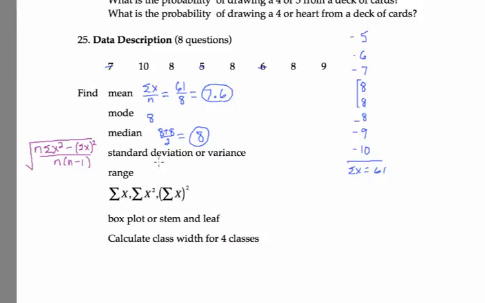Standard deviation or variance. I'll do standard deviation. The formula is right here. To do that, I need to know n, which is the number, which is 8. Sum of the x squareds. To do sum of the x squareds, I need to make a column for the x squared terms. Then I'll sum them, add them up, and that'll be the sum of the x squareds.